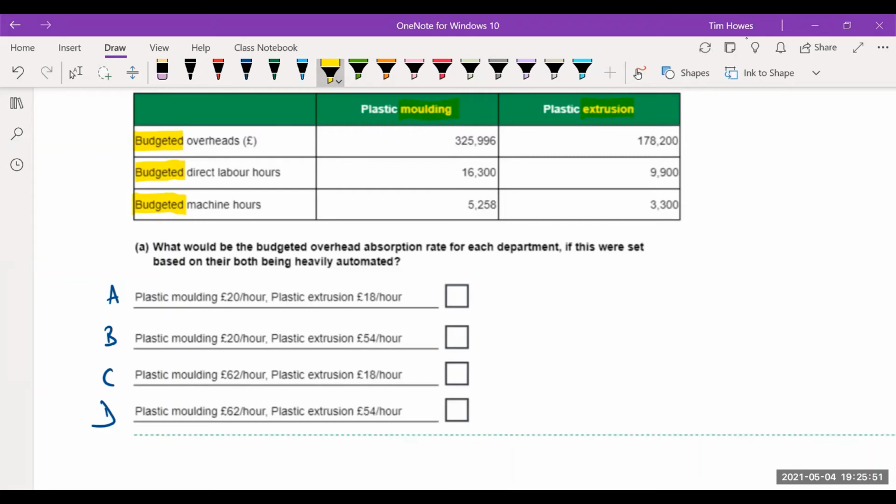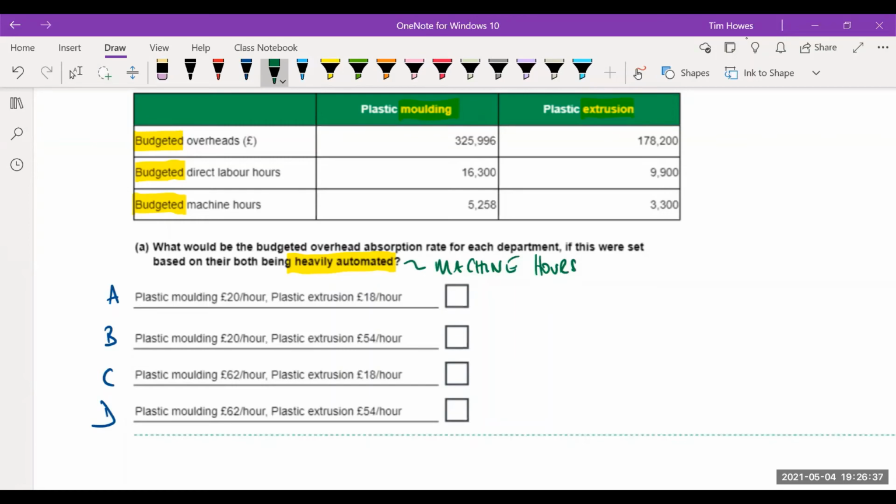What would the budgeted overhead absorption rate be if this was based on them being heavily automated? Again, hopefully you've had a chance to have a crack at these. I see that Elena is suggesting D, Rosie is suggesting D as well. Heavily automated, of course, is a reference to machine hours. So Elena is showing where the suggestion of D comes from. Zara confirming machine hours, all good.